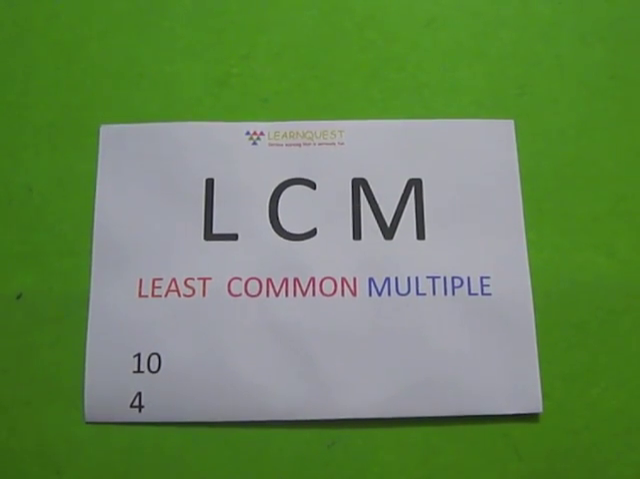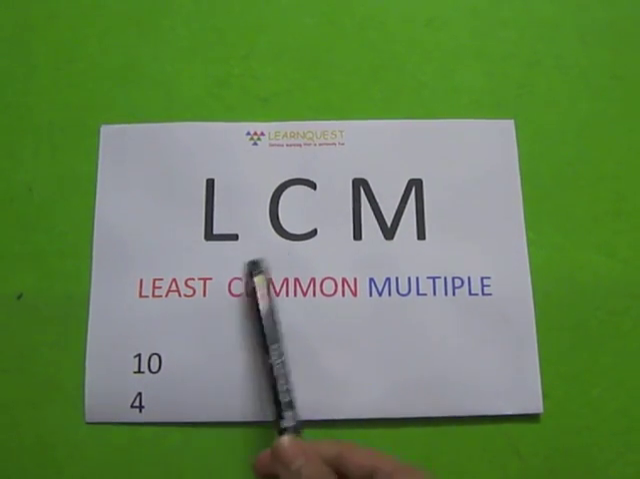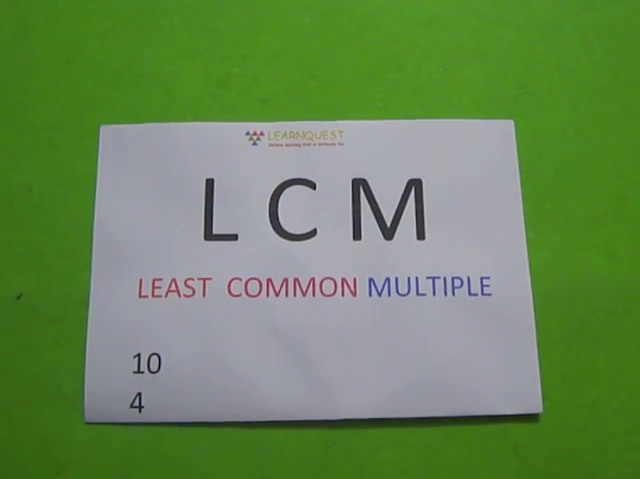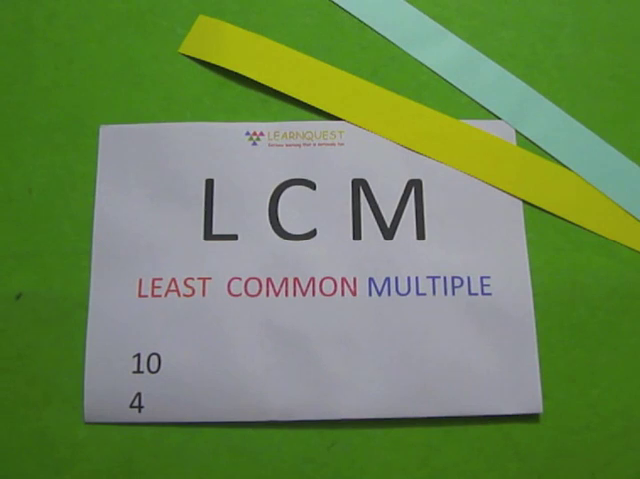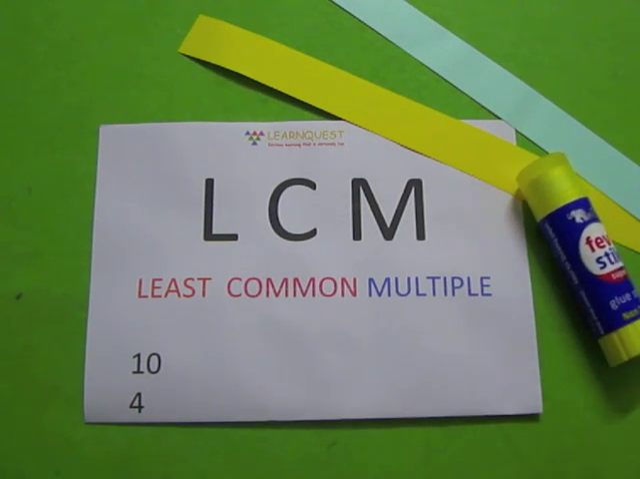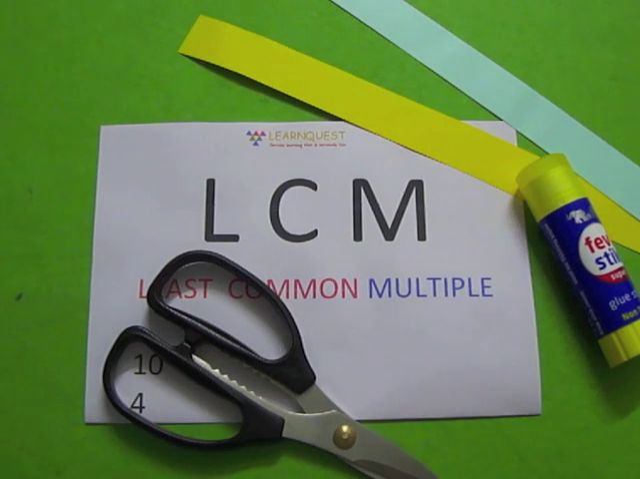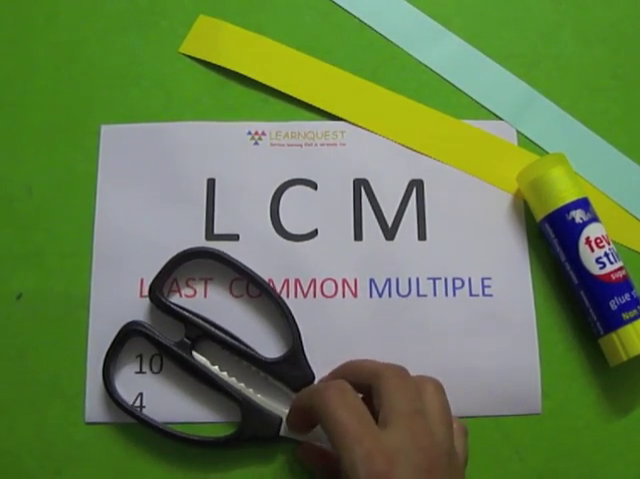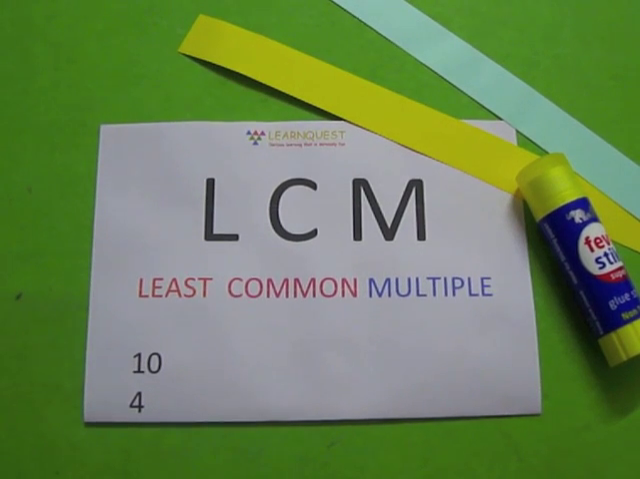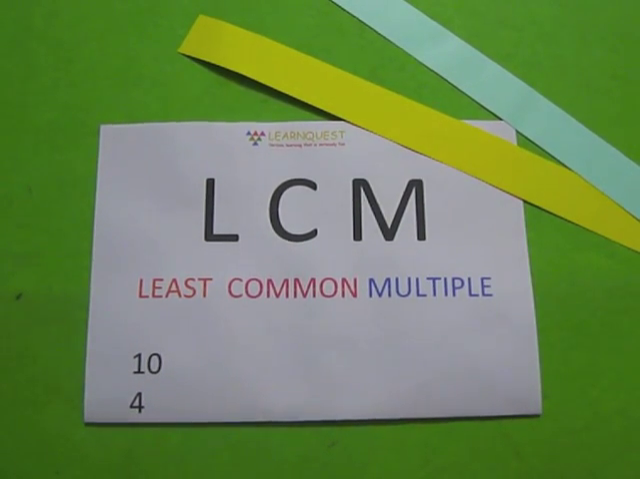In this activity, we will find the LCM of two numbers, 10 and 4. And to do that, we will use paper strips, glue, a pair of scissors, and we will stick all of these on our worksheet. But before we begin the activity, let us first try to understand what is the meaning of LCM.